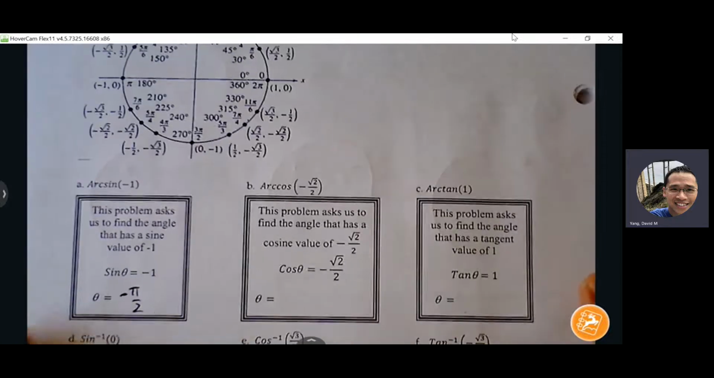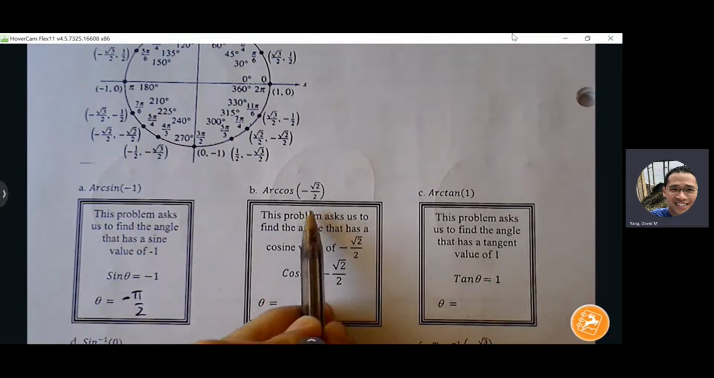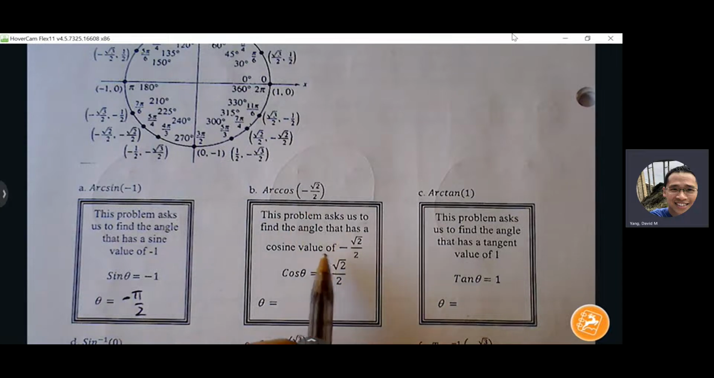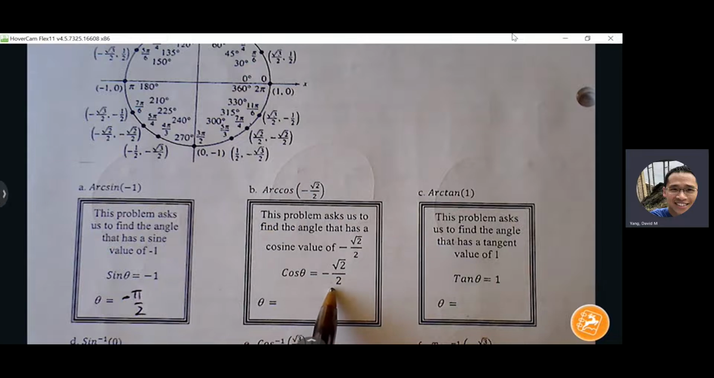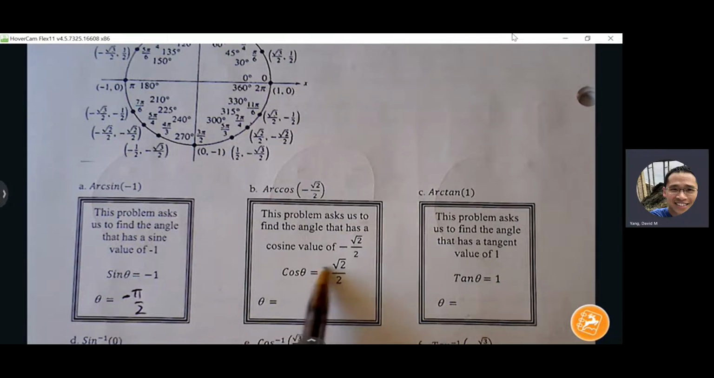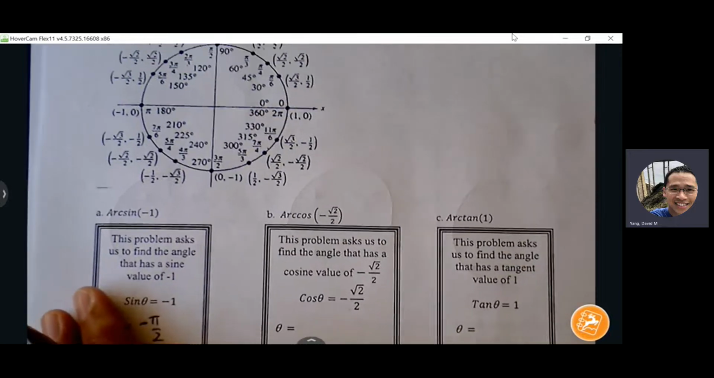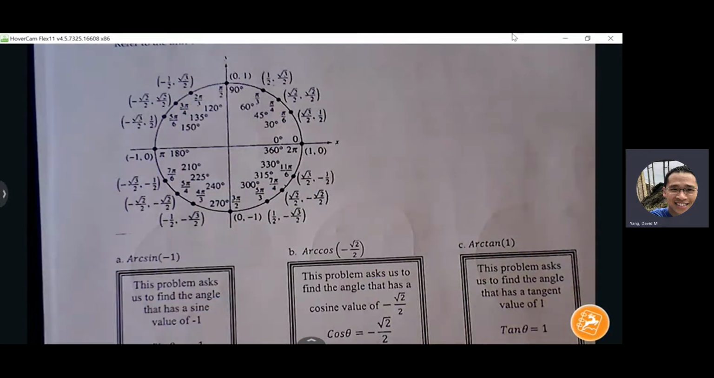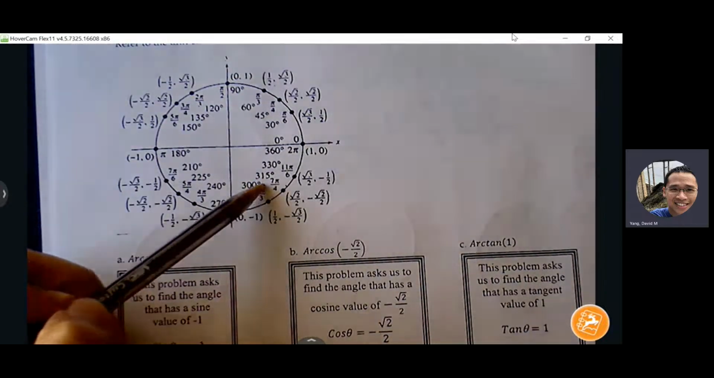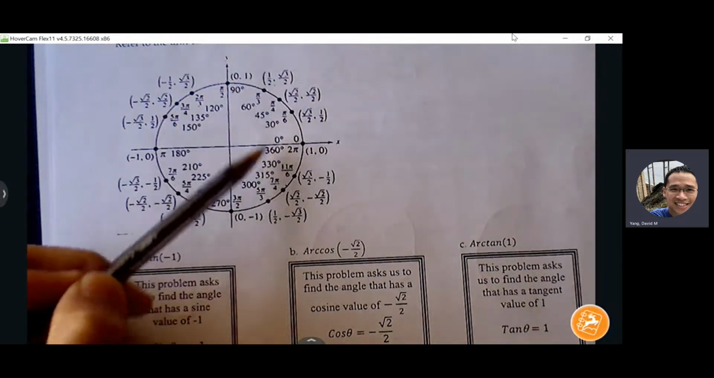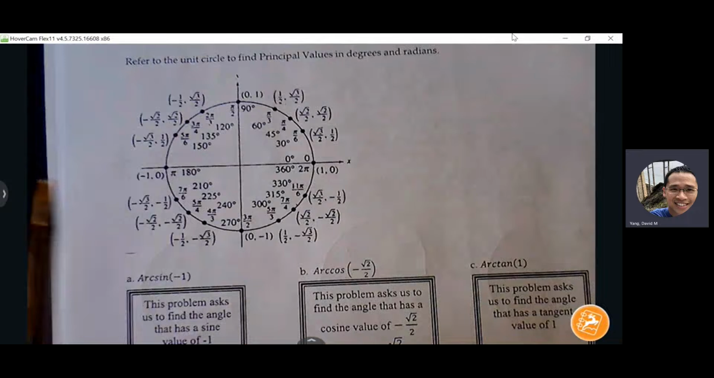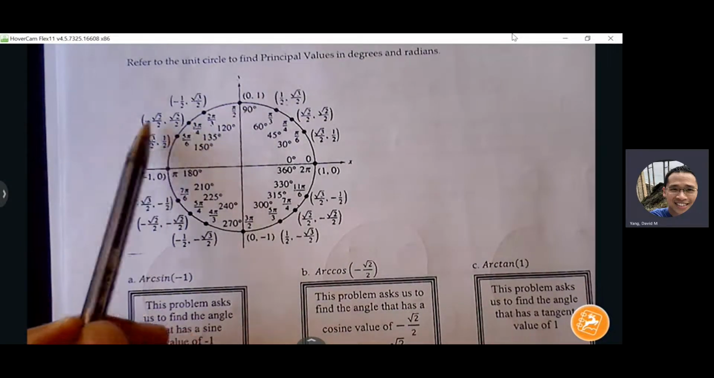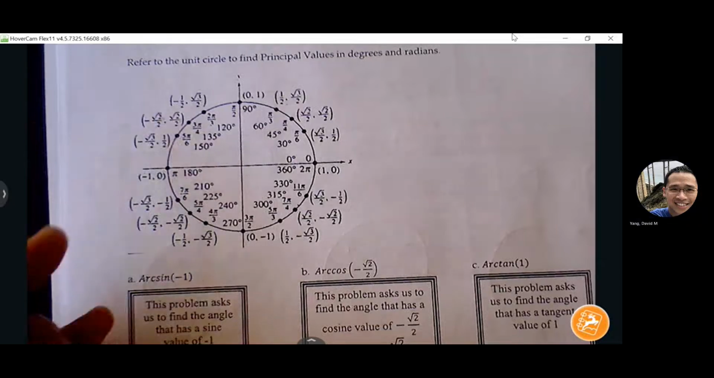Okay, let's do part B. Our arc cosine of negative √2 over 2. So this problem is asking us to find an angle where the cosine value is negative √2 over 2. In other words, if you always want to rewrite your arc cosine as cosine, then that's fine. Maybe that makes it more familiar. So where is cosine equal to negative √2 over 2? 3 pi over 4. Cosine, we're okay with the first and second quadrant, right? We're not going to touch the fourth quadrant because cosine is positive there, so it's not going to give us everything we need. We want the first and second quadrant. So cosine of 3 pi over 4 is equal to negative √2 over 2.